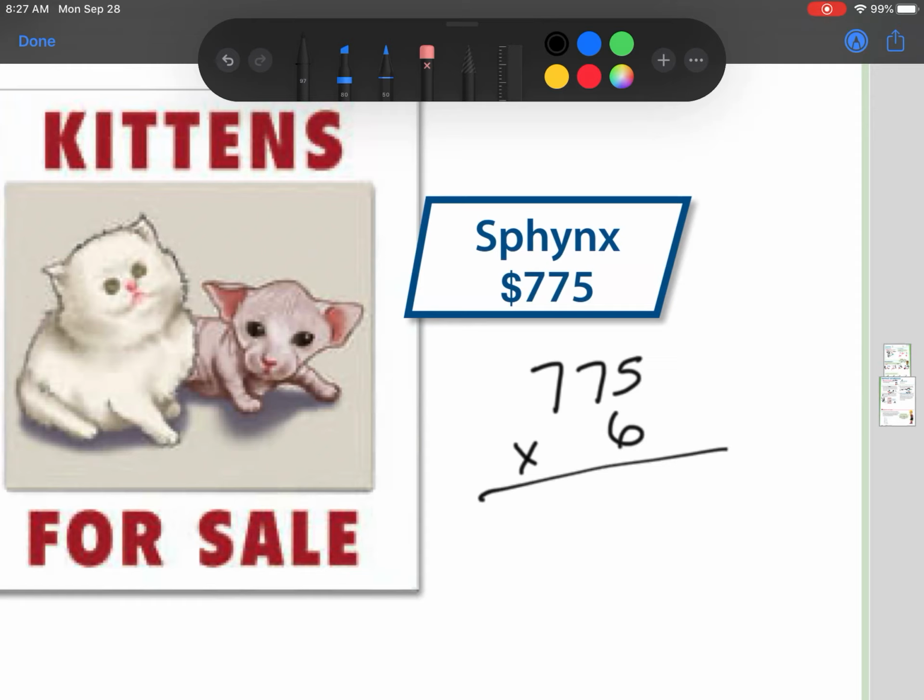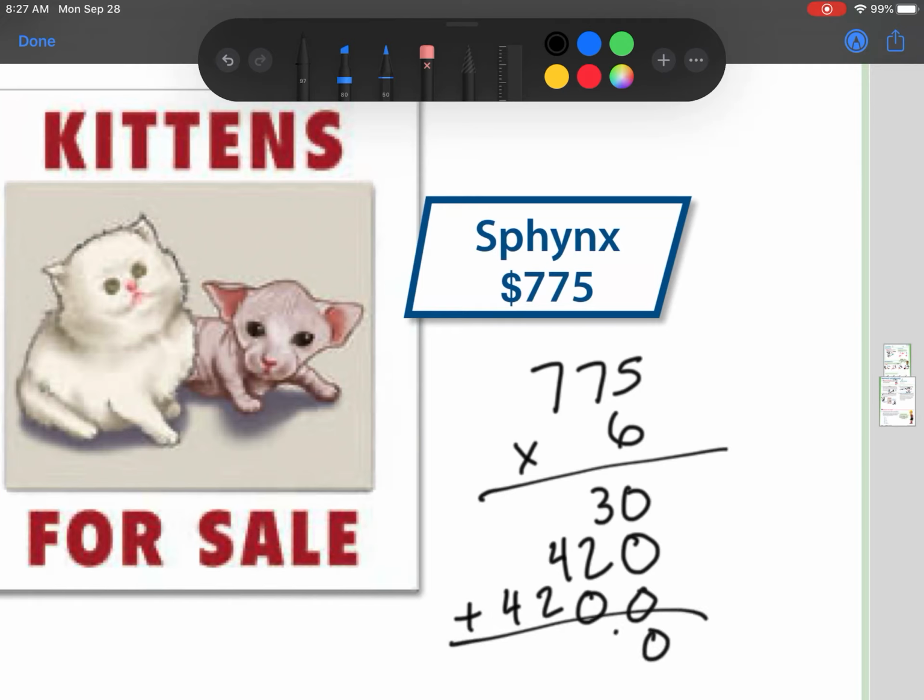So my ones place value is 6 times 5 is 30. My tens place value, I put a 0 in, so I can start my tens place value. 6 times 7 is 42. My last one, I'm in my hundreds place value, so I add 2 zeros, and it's the same thing. 6 times 7 is 42. So now I can add them up.